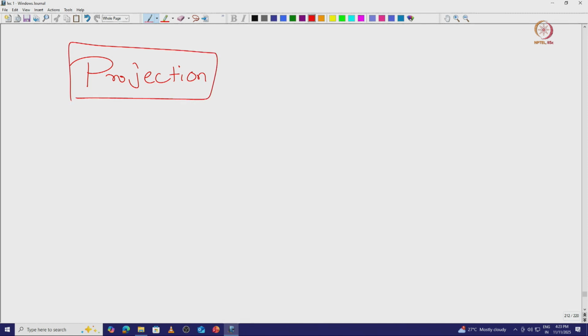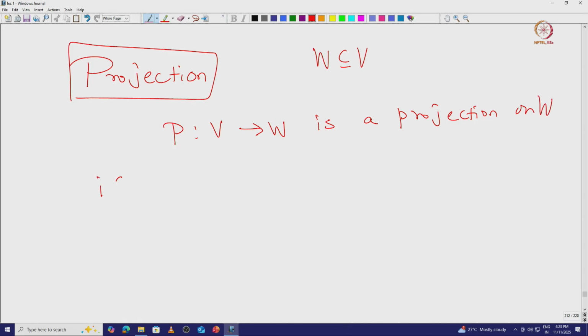This is somewhat basic linear algebra. If we have a subspace W of V, then a map P from V onto W is a projection on W if the following properties are satisfied. When you restrict P to W, then we get the identity on W, and the second property is P square is equal to P.